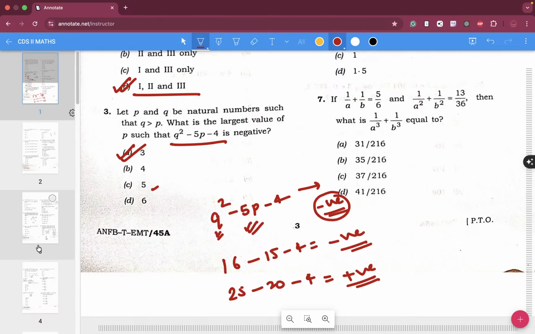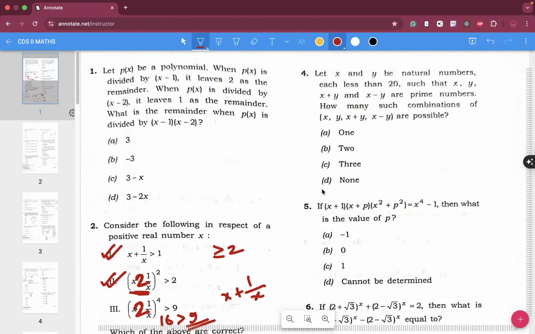Alright, let's move on to the next one. Let x and y be natural numbers less than 20 such that x, y, x plus y and x minus y are prime numbers.